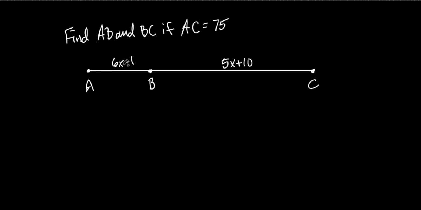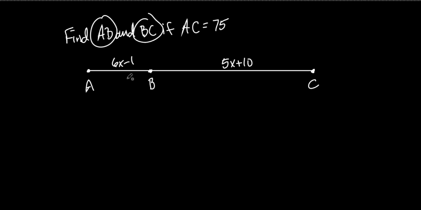All right? But I got to know what x is first. If I know what x is, I can find AB. Agreed? If I know what x is, I can find BC. All right? And then that's what you're looking for. This is what they want you to find. So just because I solve for x doesn't mean I'm done. I got to take that x, put it back in, and figure out what this AB is equal to.